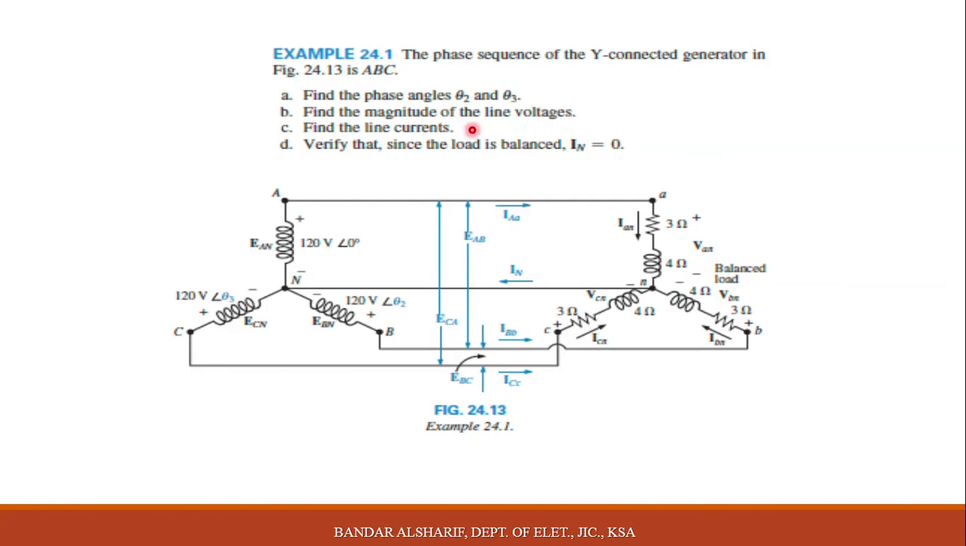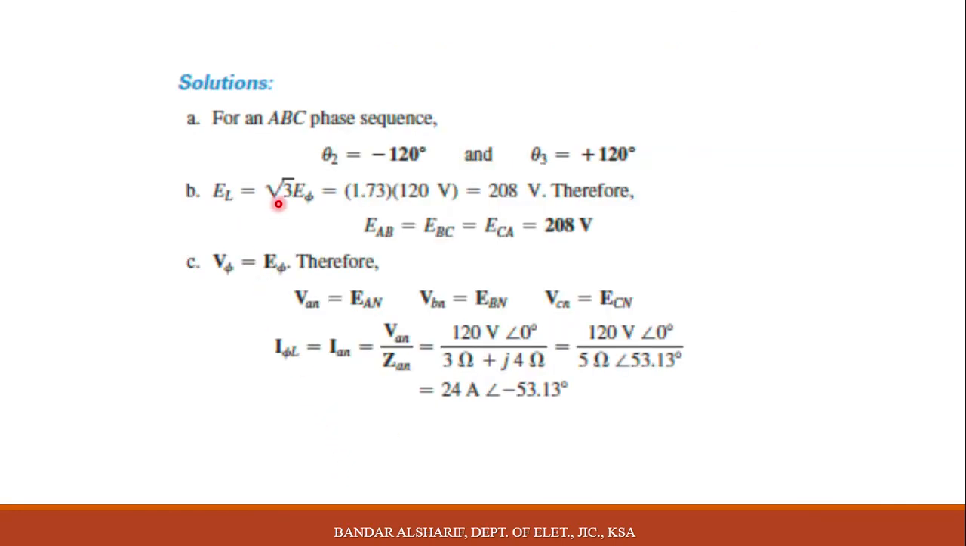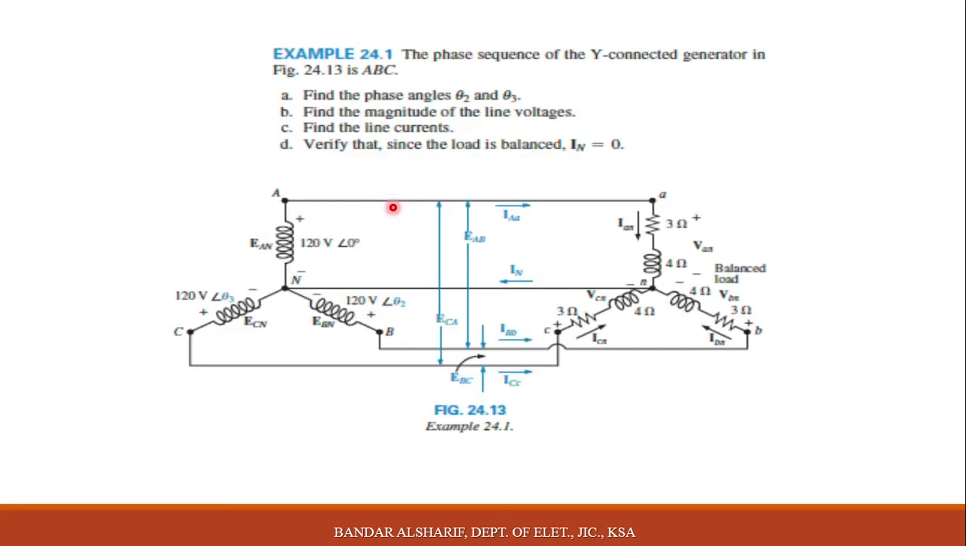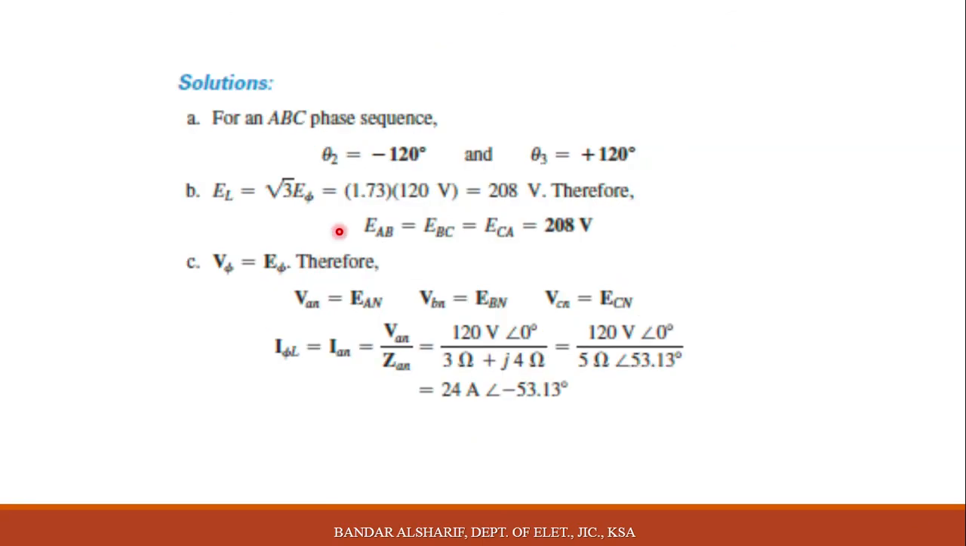For the magnitude of the line voltage, we know that we multiply the phase value by root 3. You can see here root 3 multiplied by the phase value, which is 120. You multiply 120 by root 3, and you will get 208, similar to our equipment in the lab.